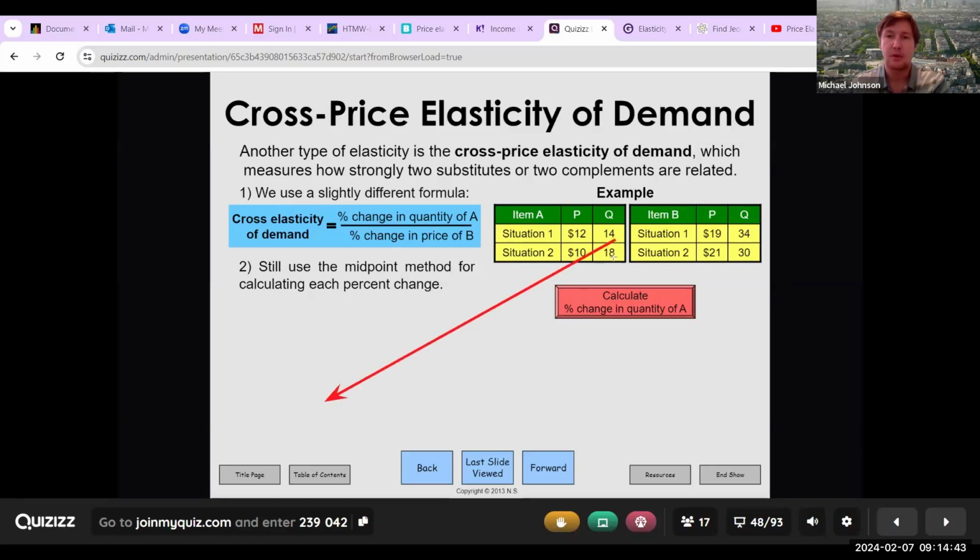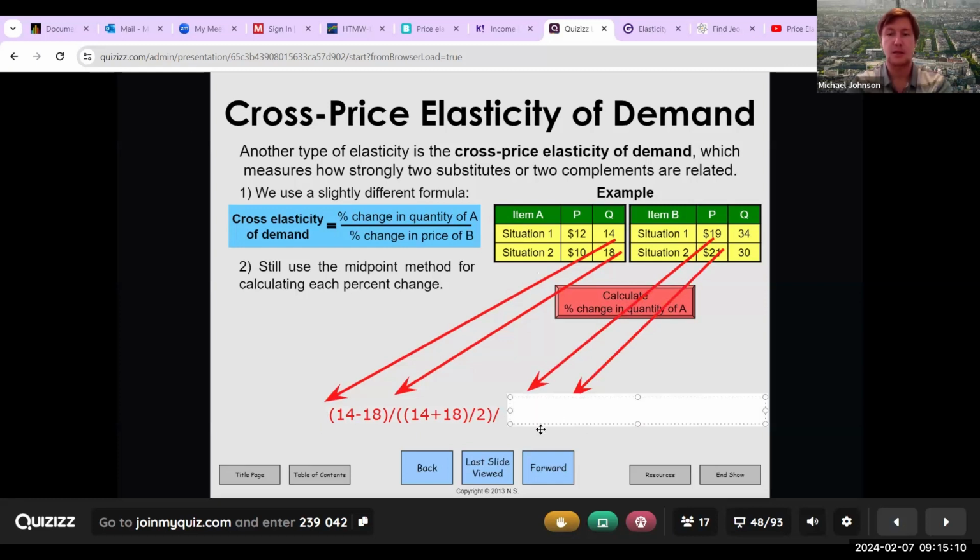So you take these numbers here to start. The change in quantity: 14 minus 18 divided by 14 plus 18 divided by 2. And then you take these numbers here, the price for the other good, and use it on the bottom. So in this case it would be 19 minus 21 divided by 19 plus 21 divided by 2.